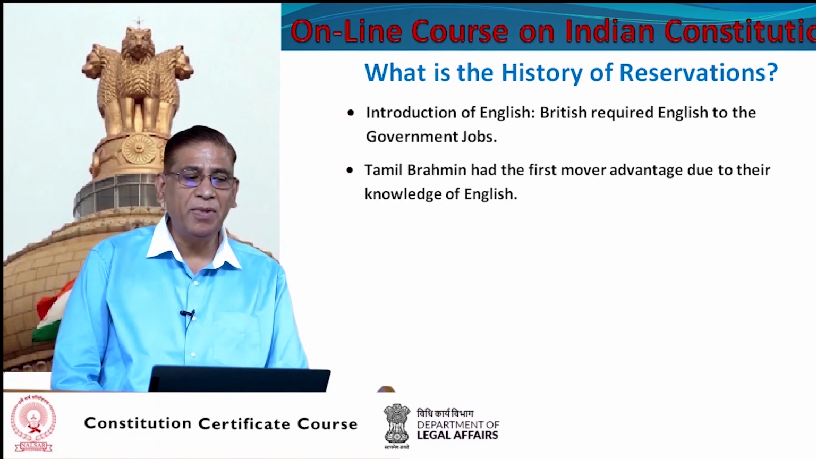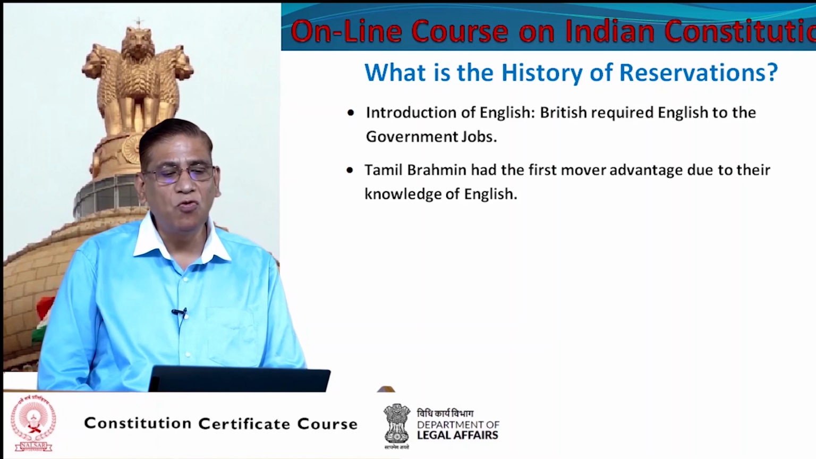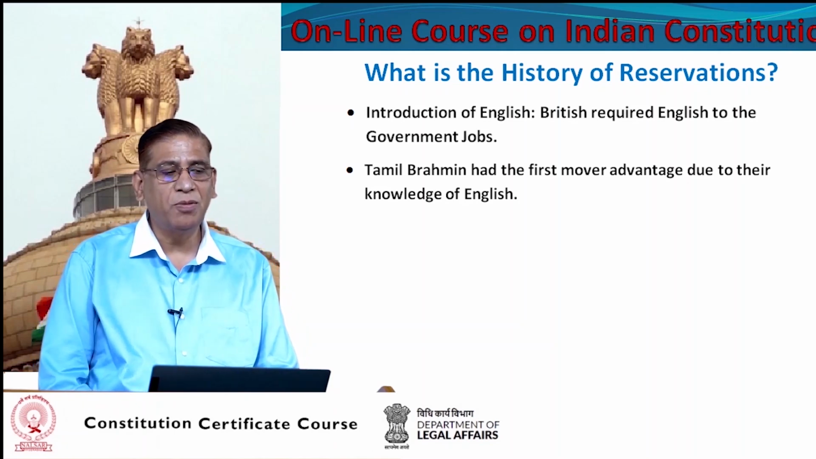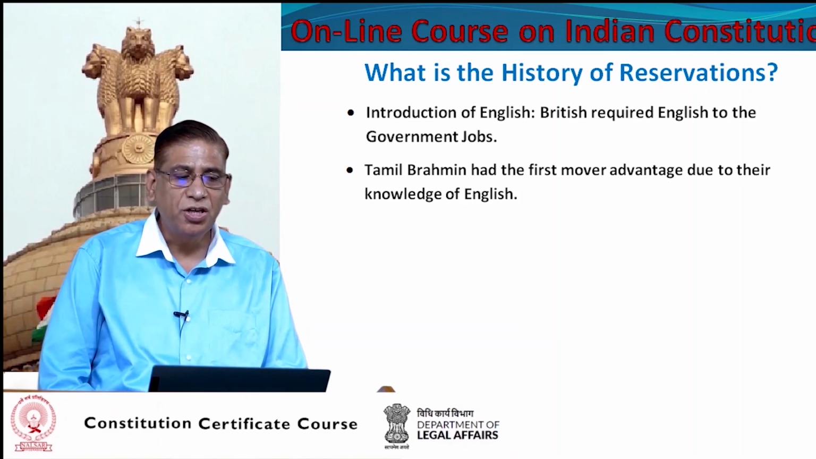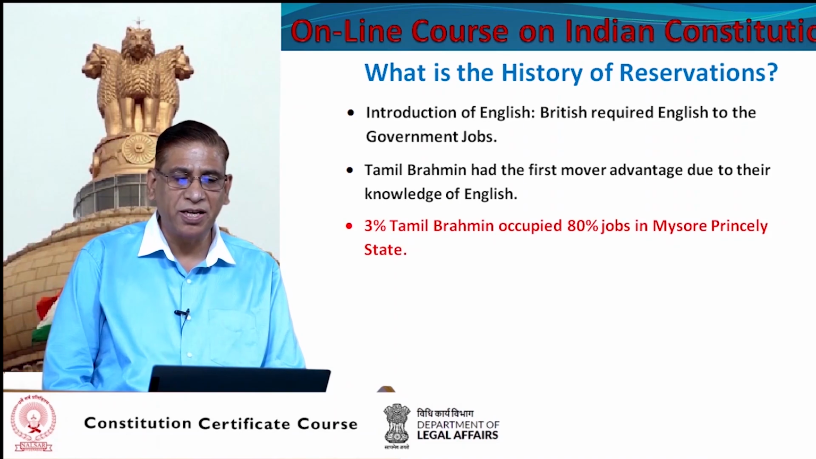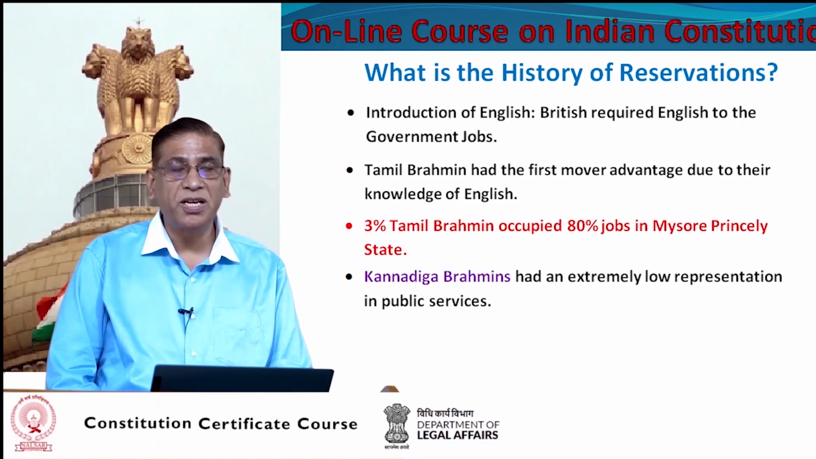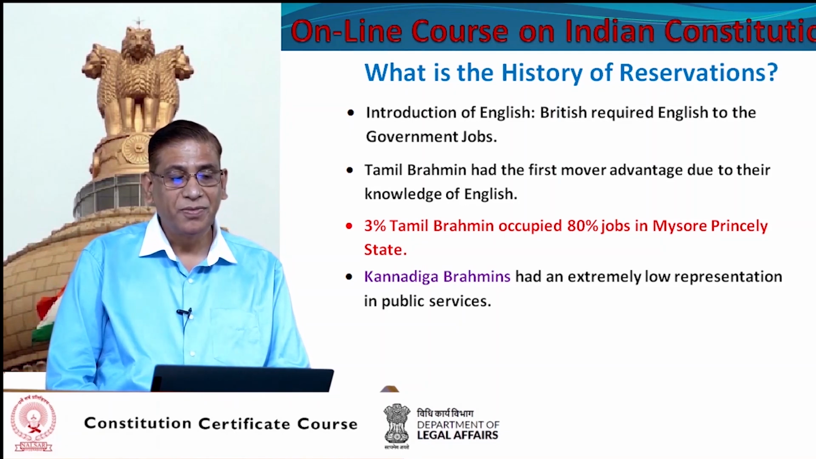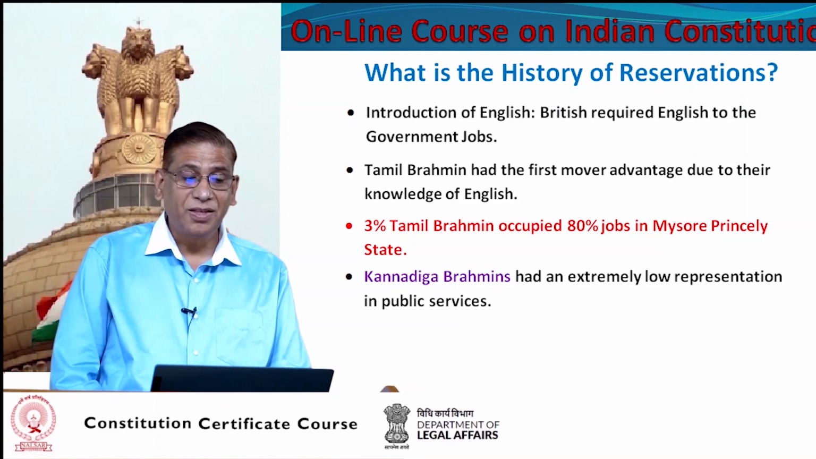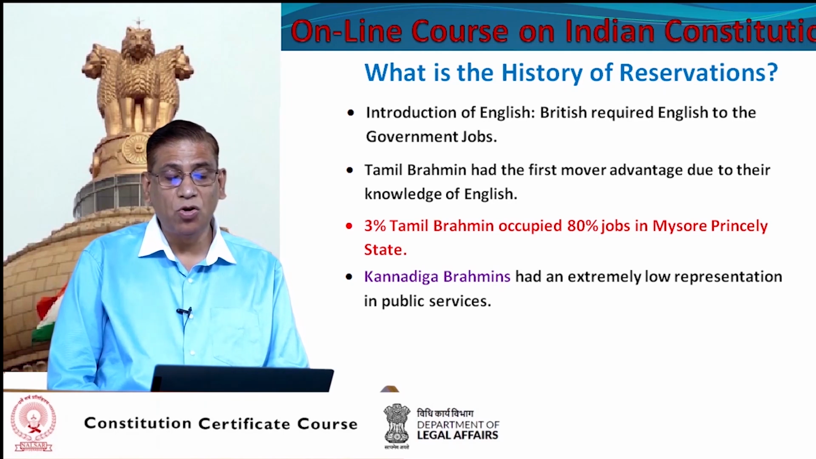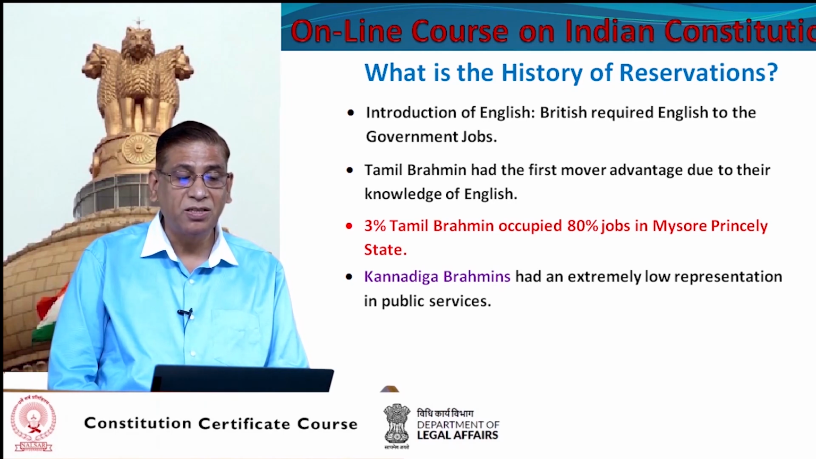Tamil Brahmins had the first mover advantage in terms of their knowledge of English. Though they were just 3%, they occupied about 80% of jobs in the Mysore princely state. As a result, Kannada Brahmins had an extremely low representation in public services. There were protests and concerns about the low representation of Kannada Brahmins.